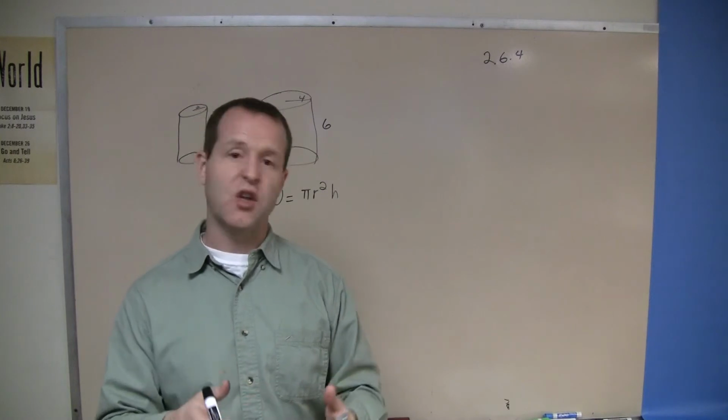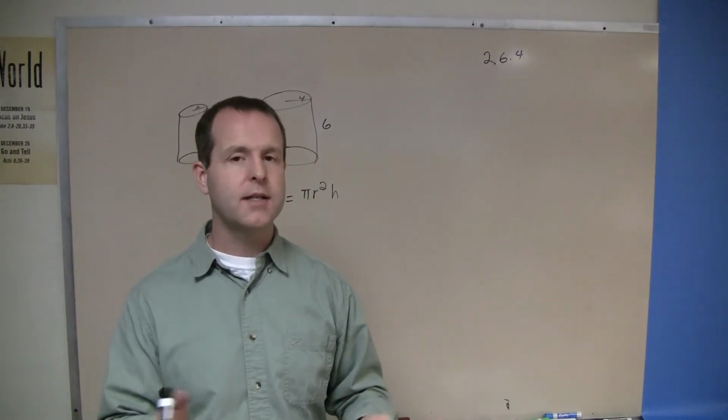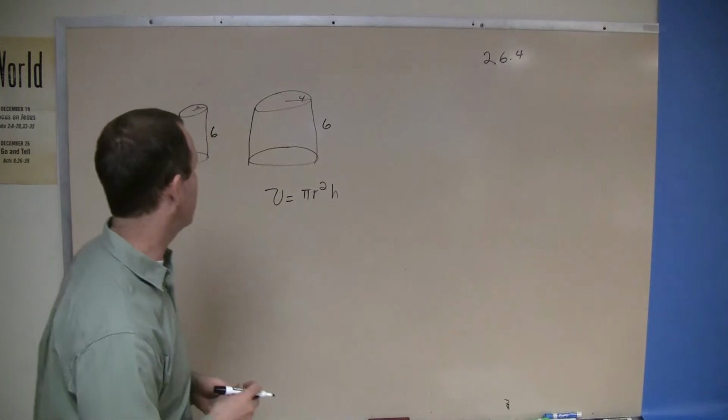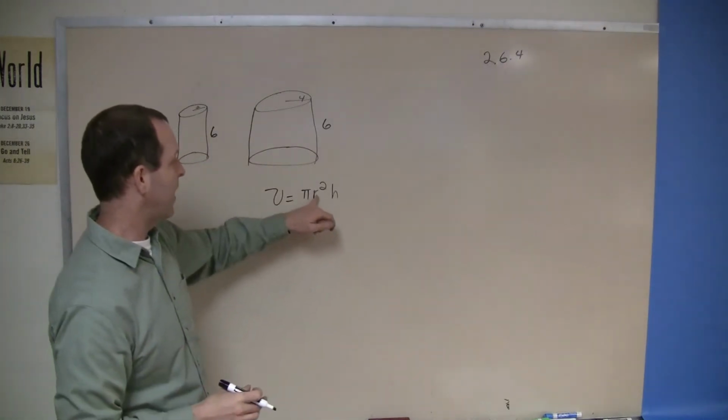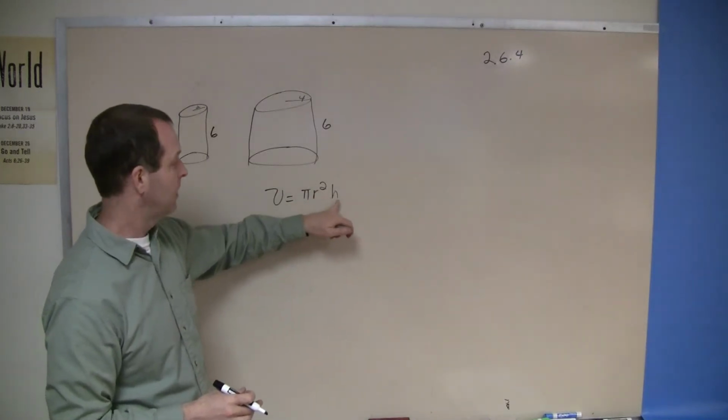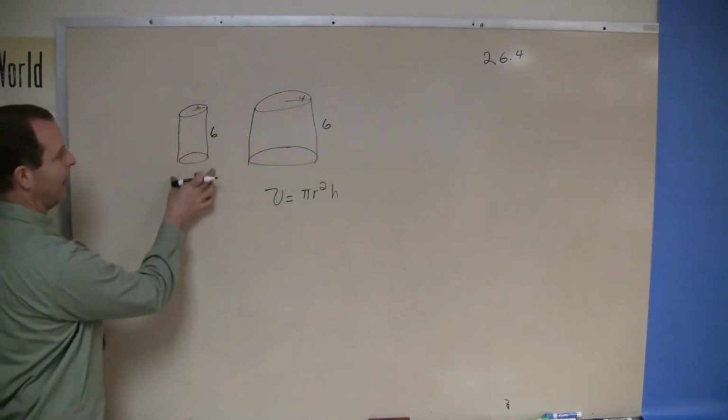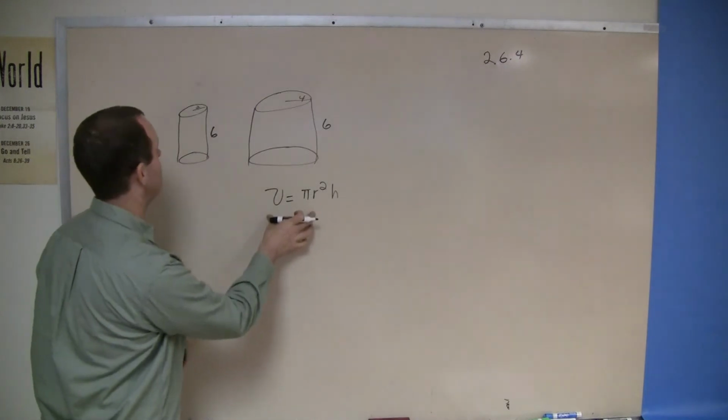Well, if I double the radius, do you think the volume doubles? Or does something else happen? So let's get a sense of what we see. Here's a definition of the volume. Volume is pi r squared, which is a circle, times its height. So I want to look at that in both the smaller and also on the larger one.